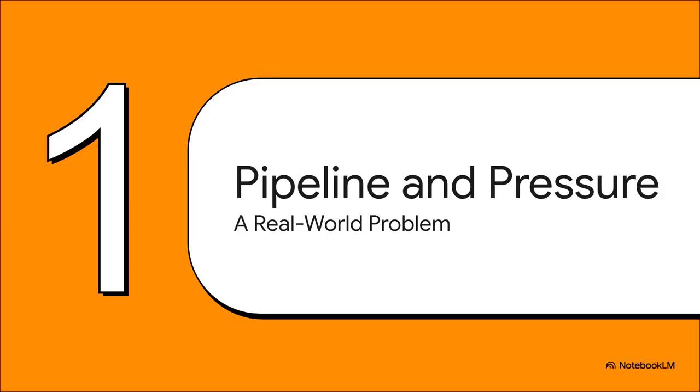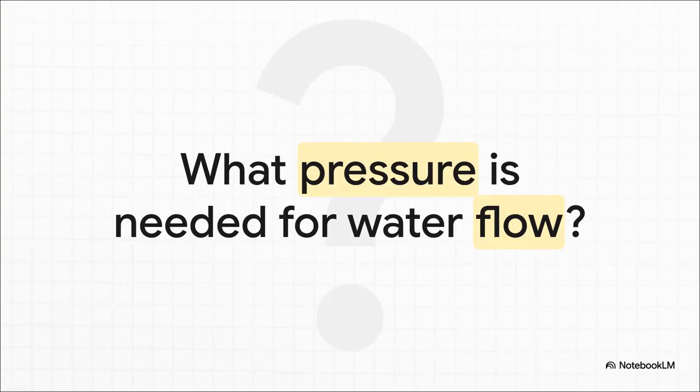Section 1. The pipeline and pressure, a real-world problem. Instead of starting with dry, boring math, let's imagine you've got a pipeline, and you need to get water flowing through it. Here's the central mystery. How much pressure is actually needed to make that happen? Think about it. Whether it's municipal plumbing right under our streets or massive industrial pipes, you need exact measurements to get fluid from point A to point B effectively. We literally can't just guess.